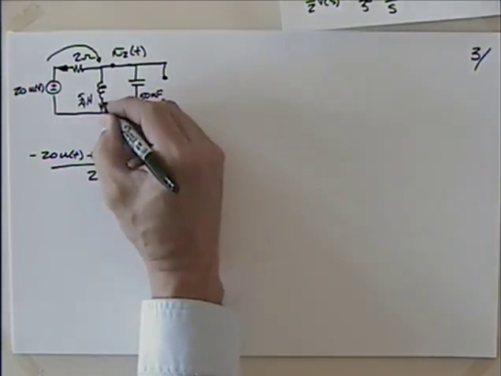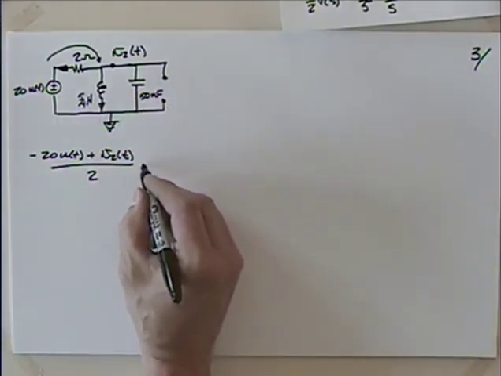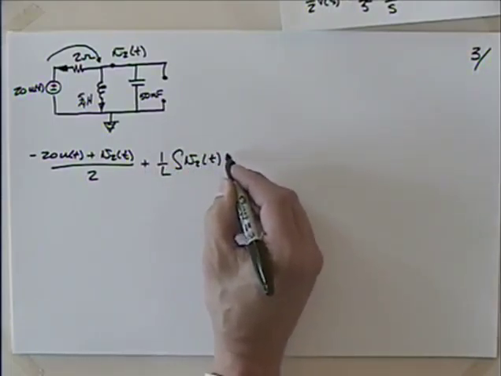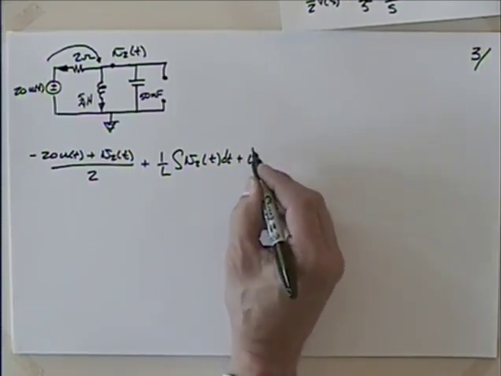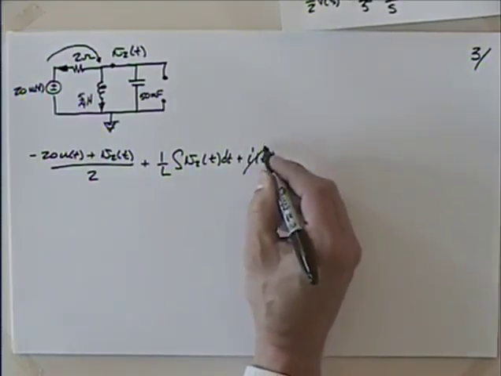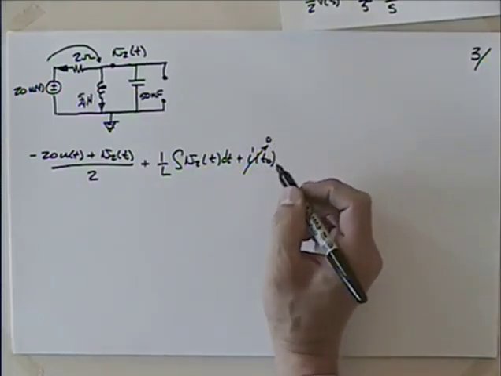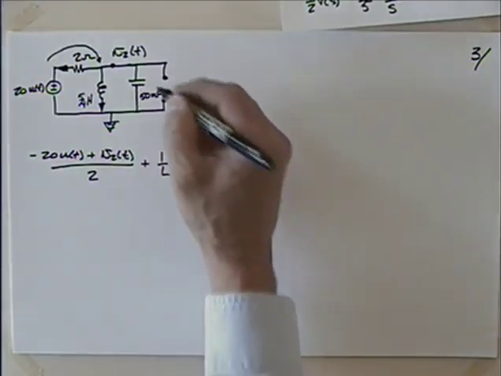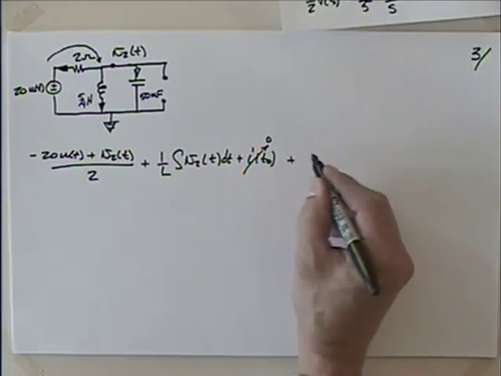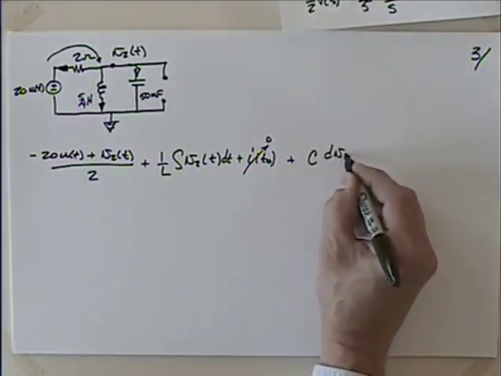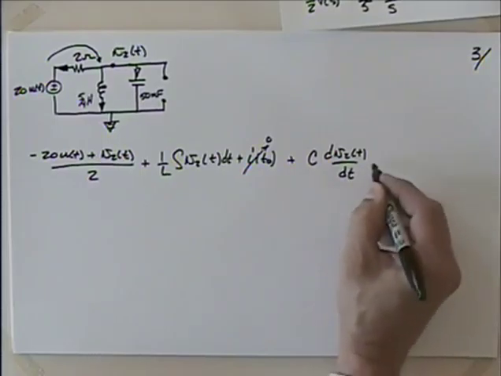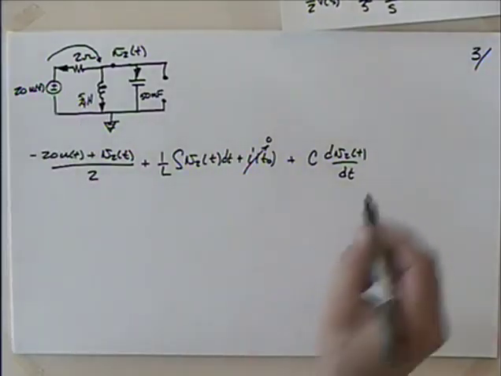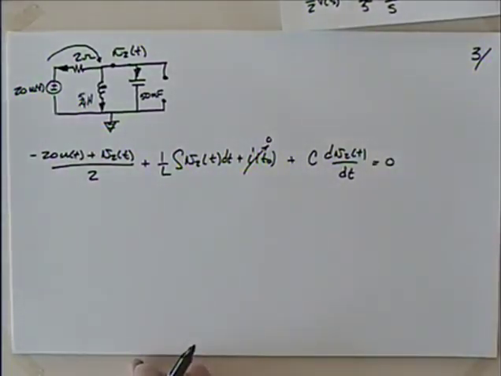And then when I look at this current here, very similar to the last part of the problem that we did, we'll just have 1 over L times the integral of V2 of t dt plus I t naught, which is 0, no initial energy stored. So I've taken care of that current. And then lastly, what do I have? I've got this current through here, which is going to be C dV2 of t dt. So I've taken care of the current through the capacitor. That's all that we have, so Kirchhoff says that's equal to 0.